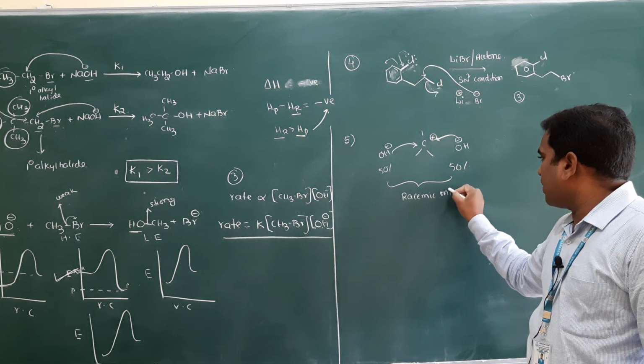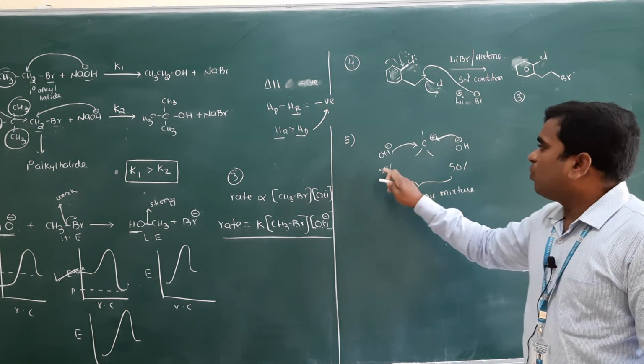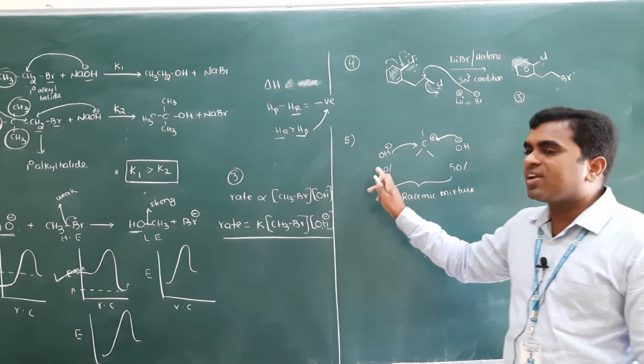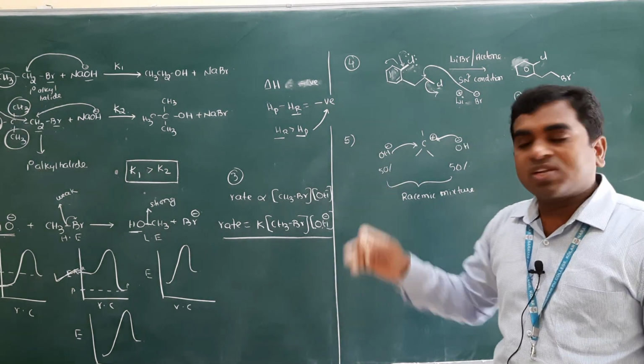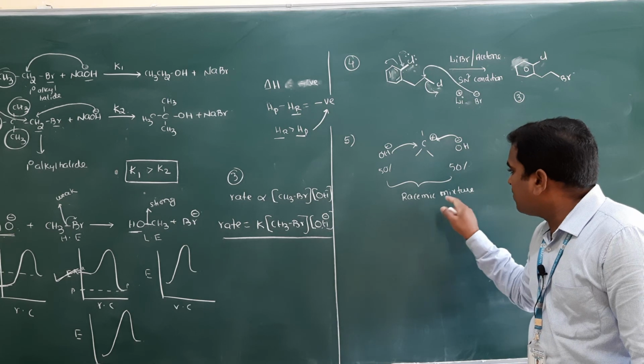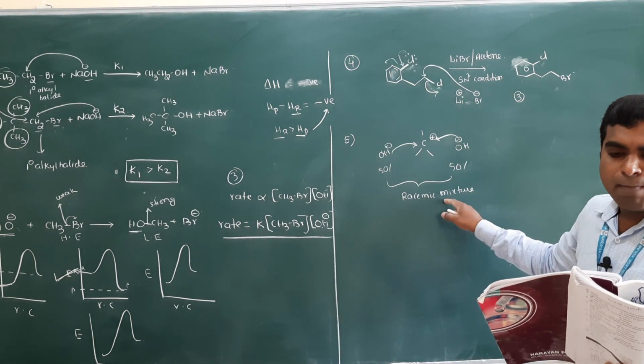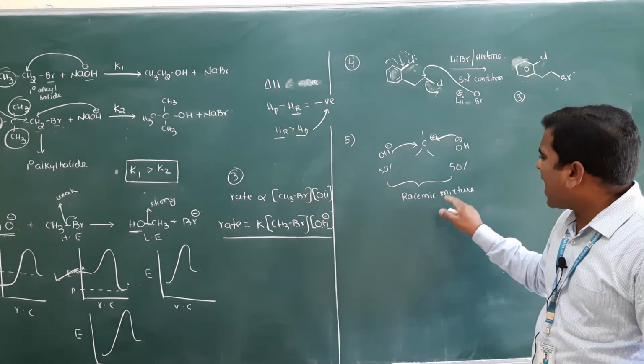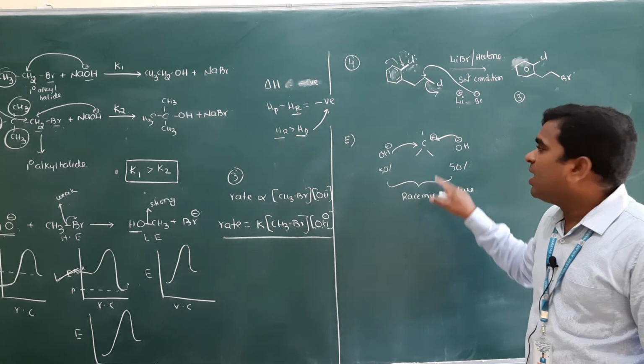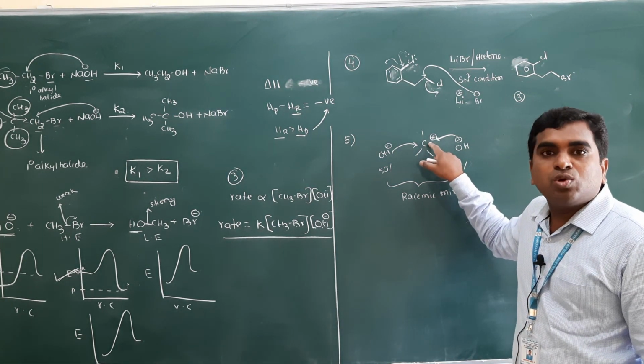Racemic mixture means 50% retention of configuration and 50% inversion. We will call that a racemic mixture. So they are asking for maximum racemization. For maximum racemization to form, this carbocation should be more stable.